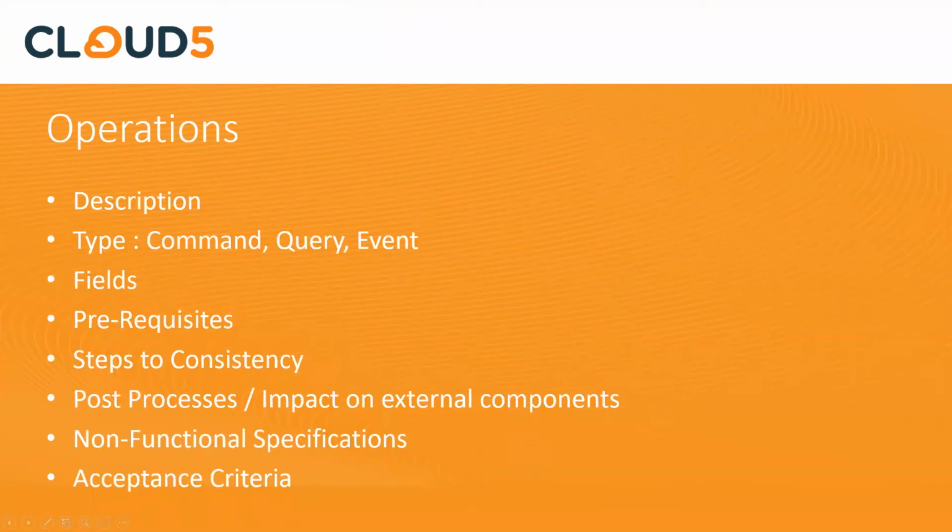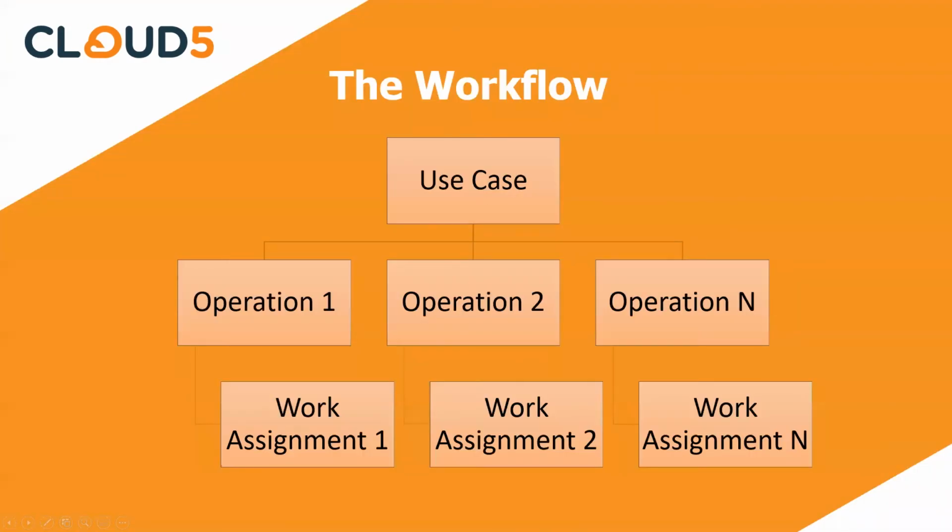So the workflow, use case to operation, and what just happened? Work assignment. Do you see what just happened? Instead of sitting there, once you get to the implementation phase, thinking how am I going to assign this work? Well, I have an operation list. I have the dependency graph between these operations. Now I can assign one developer to one operation.